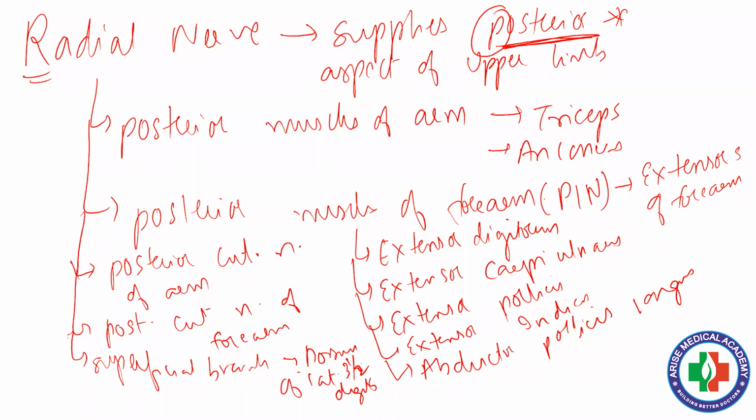Lateral 3.5 digits. So basically everything posterior, all the muscles, all the cutaneous innervation on the posterior side. So the posterior interosseous nerve is a branch of the radial nerve, along with the posterior cutaneous nerve of arm, the posterior cutaneous nerve of forearm, and the dorsum of the posterior aspect of the 3.5 digits. So everything posterior is supplied by the radial nerve. Are you okay with this? Simple only till here? Okay. Fine, guys?